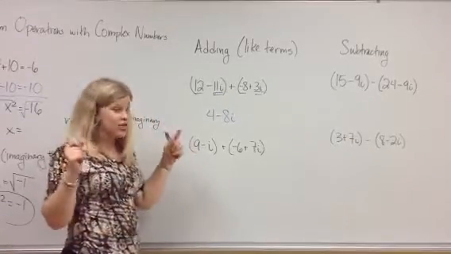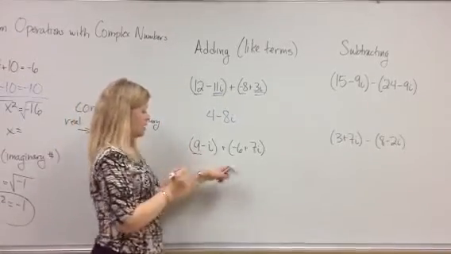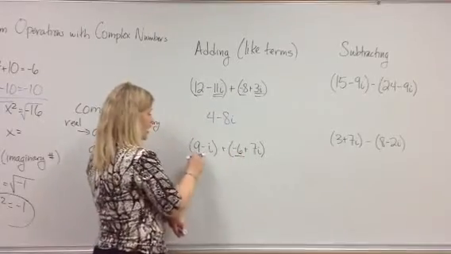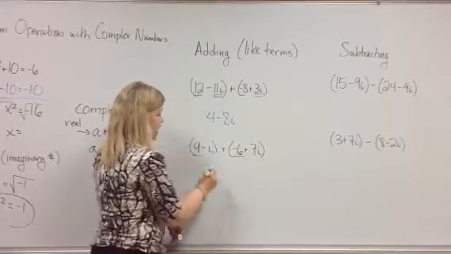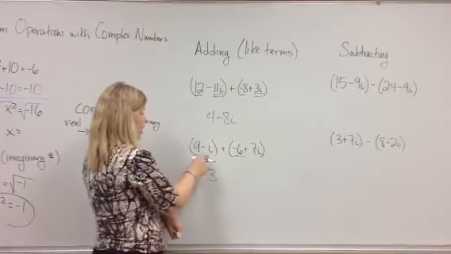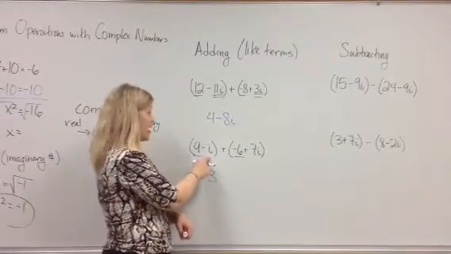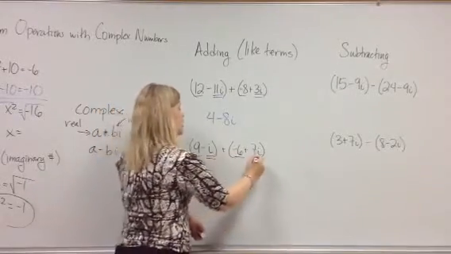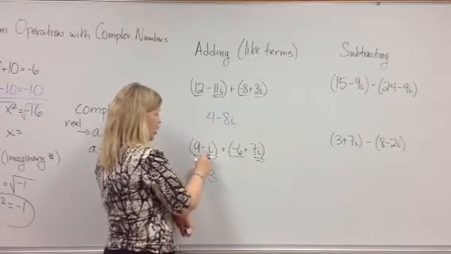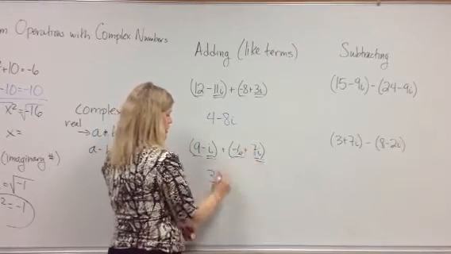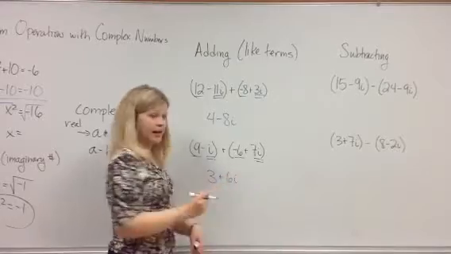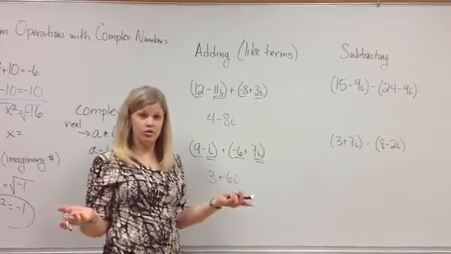What is the like term with the 9? I hope you're all saying negative 6. So 9 plus a negative 6, that's 3. Is there anything kind of like this negative i? Oh yes, a 7i. So let's see, negative 1 plus 7 is 6i. And you're done. How cool is that?